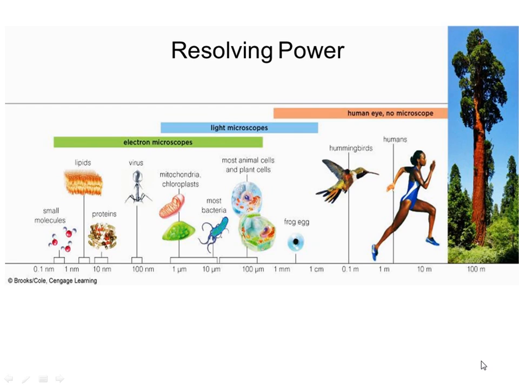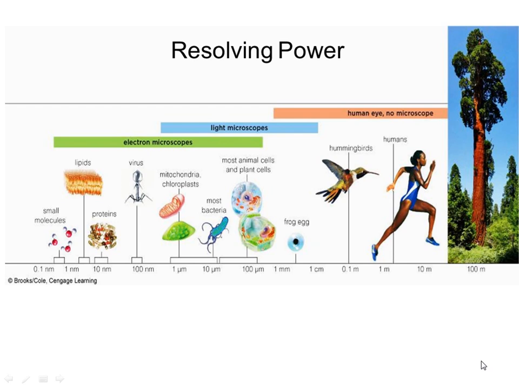So you see above here, you see the measurements here that we can see with the light microscope and the electron microscopes. Electron microscopes are much more powerful than light microscopes. We have light microscopes here at Wallace. You have a compound light microscope. So let's take a look at this for just a moment.